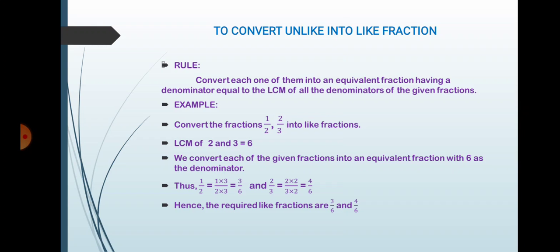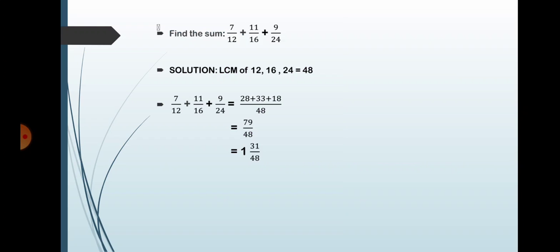If you have unlike fractions and you are supposed to convert them into like fractions, take the LCM of the denominators and write them as equivalent fractions. As we learned how to convert unlike fractions into like fractions, proceed with the same. We are going to add the unlike fractions 7 by 12 plus 11 by 16 plus 9 by 24. First step, we need to find the LCM of the denominators. So 12, 16, 24. The LCM of 12, 16, 24 is 48.